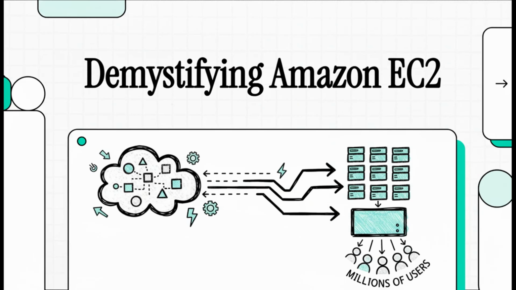Hey there. Ever wonder how a tiny startup can suddenly handle millions of users overnight without crashing? Or how massive online games stay online? Well, a huge piece of that puzzle is a service called Amazon EC2. And today, we're going to pull back the curtain on this absolute cornerstone of cloud computing. We'll break it down so you get not just what it is, but why it's such a game changer.